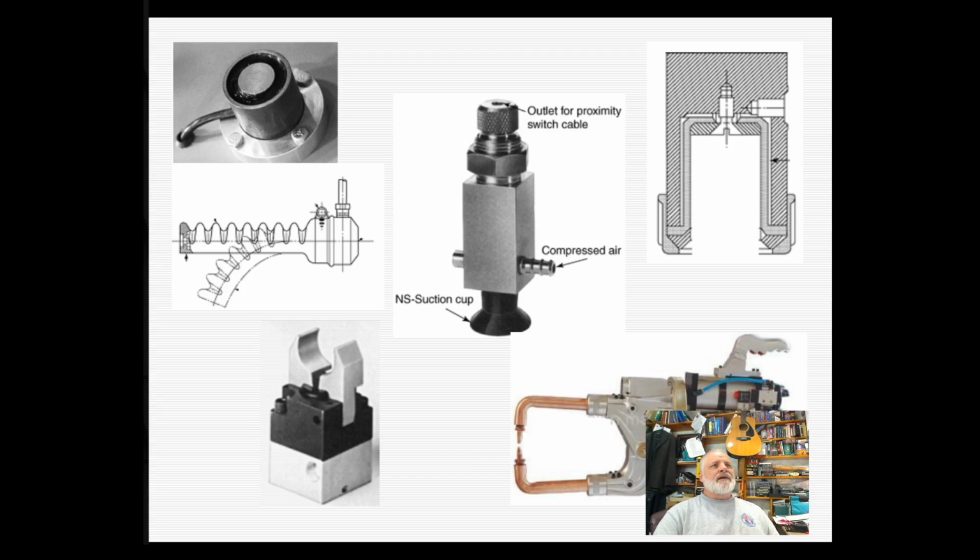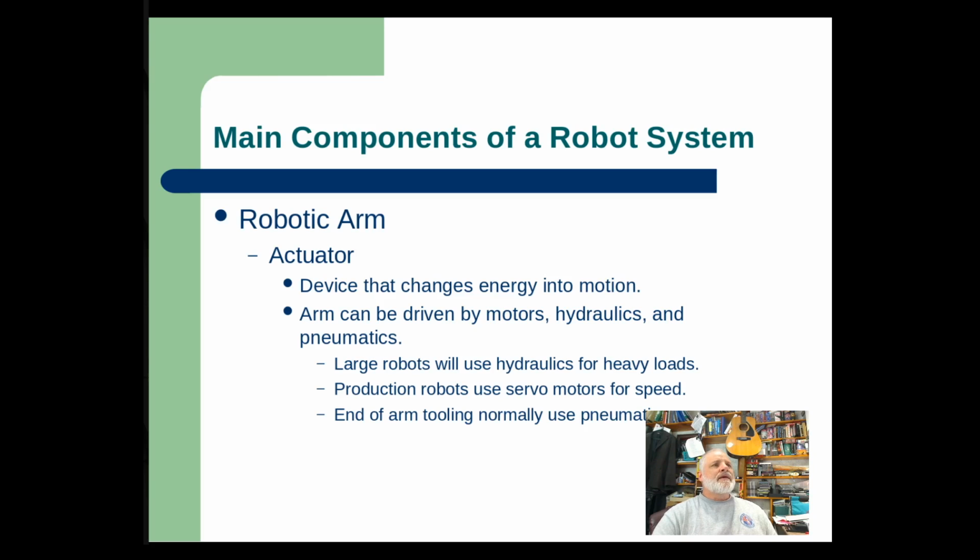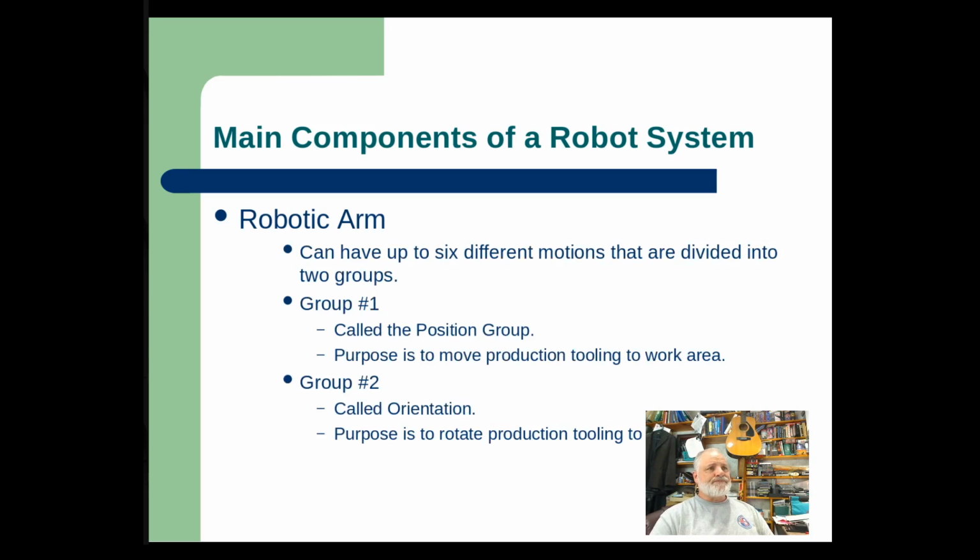Alright, so here's a blown up picture of some of the end of arm tooling. In the top left corner is a magnetic gripper, and below that is a flexible finger gripper. In the middle is a vacuum gripper, and down in the bottom right is a welding tip. Okay. So again, the robotic arm is moved by actuators. An actuator is just a term referring to some type of device that's going to change energy into motion. So usually electrical motors, could be hydraulic pressure.